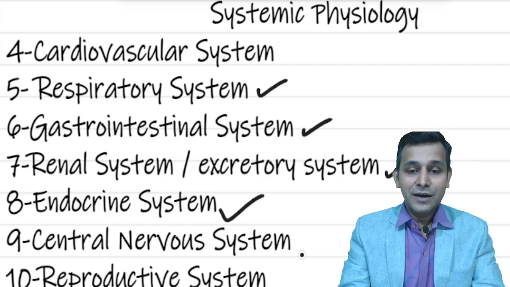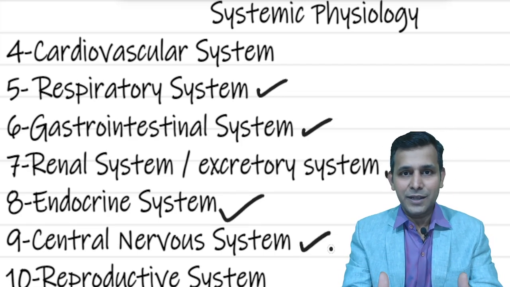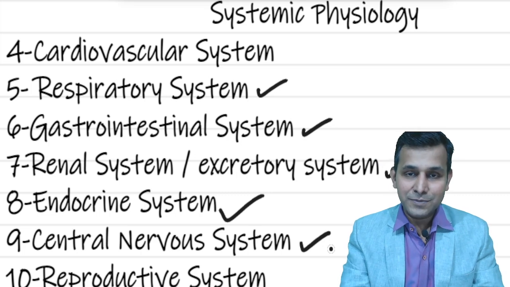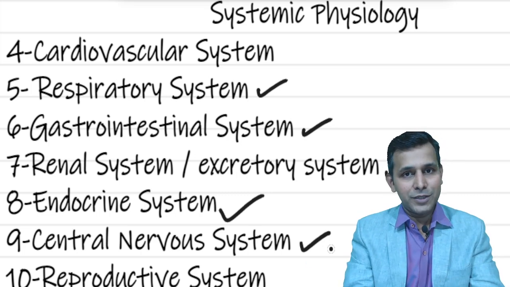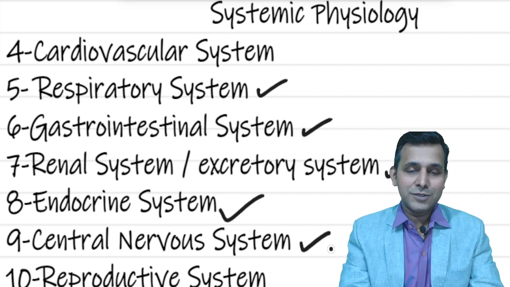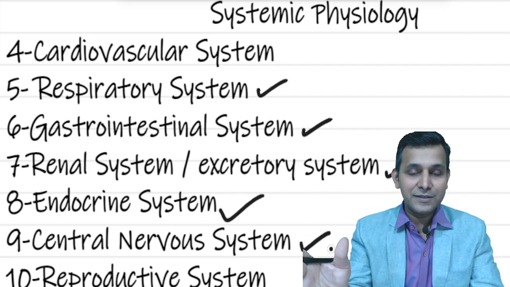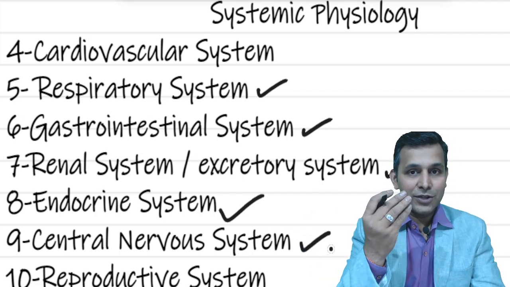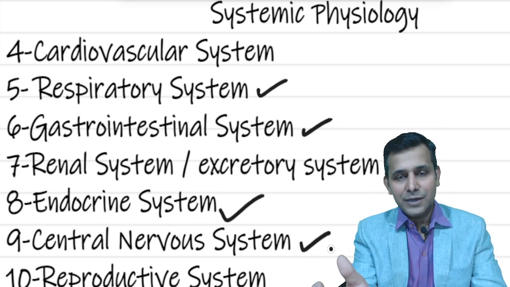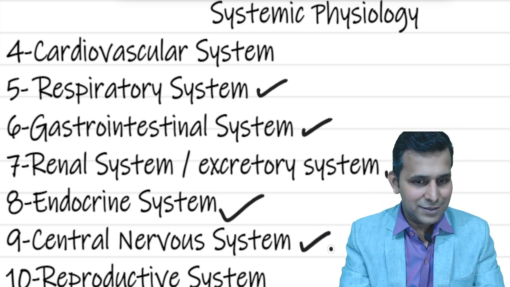Next we have the central nervous system, CNS, the brain, spinal cord, and PNS, that is the peripheral nervous system, and how do they all work together. Of course, the CNS is divided into various subtopics or subsystems, like the special senses, where we study vision, hearing, taste, and smell as separate systems, but as of now I will just include it in the CNS part.